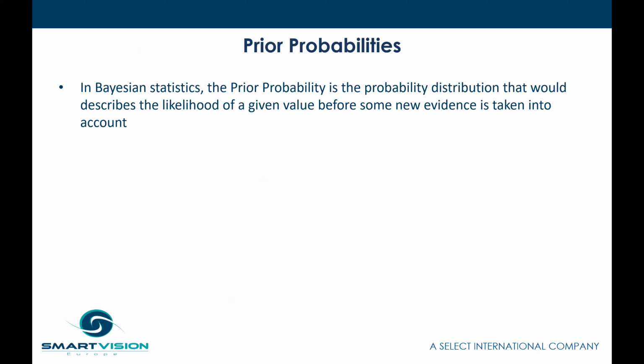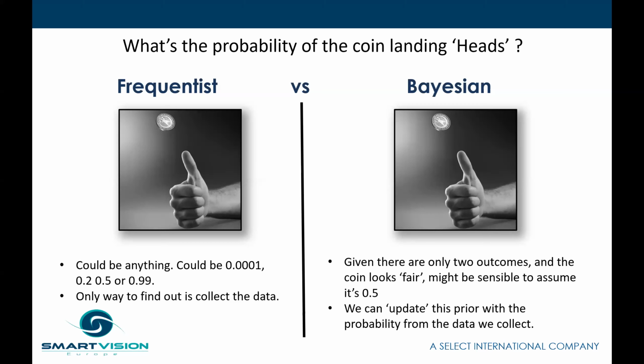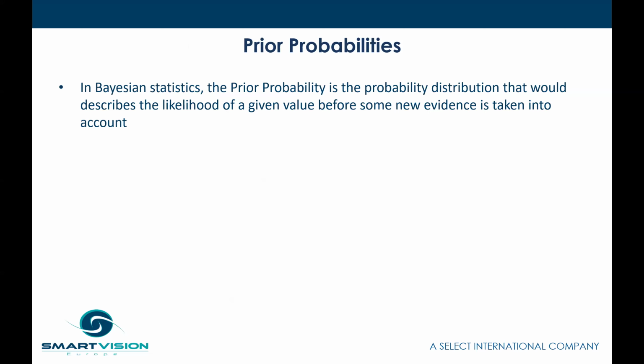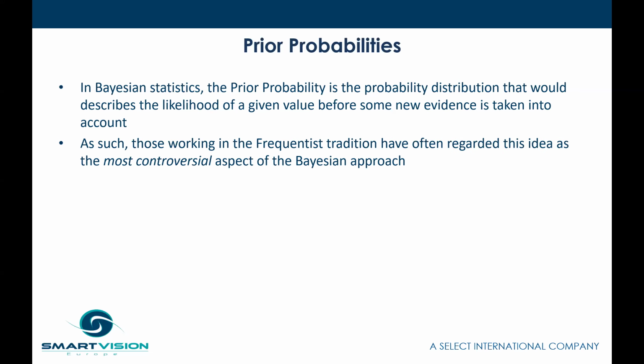So in Bayesian statistics, the prior probability is the probability distribution that would describe the likelihood of a given value before some new evidence is taken into account. Now, in this case, the prior probability distribution is just a binomial distribution with a 50-50 chance. That's what it would be for landing on heads. It might be a normal distribution where you say, I think the mean difference between these two groups is 3.4 or something like that. But it is a distribution. And as such, those working in the frequentist tradition have often regarded this as, more than controversial, as absolute heresy, really, in terms of its approach.